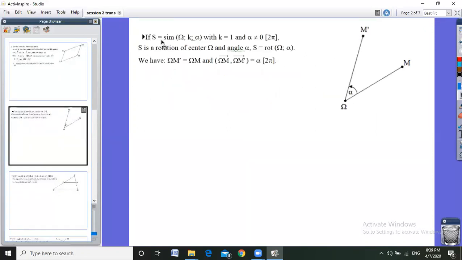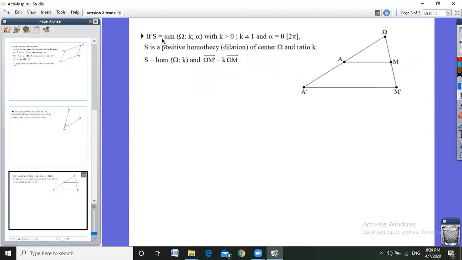Now, if S equals similitude of center omega, ratio K and angle alpha, with K equal to 1 and alpha not equal to 0 mod 2 pi, that is omega M prime equals omega M, and the angle of omega M, omega M prime equals alpha with alpha different than 0. In this case, S is a rotation of center omega and angle alpha, and we write S equals rotation omega alpha. To write this rotation as a similitude, you can write similitude omega 1 alpha.